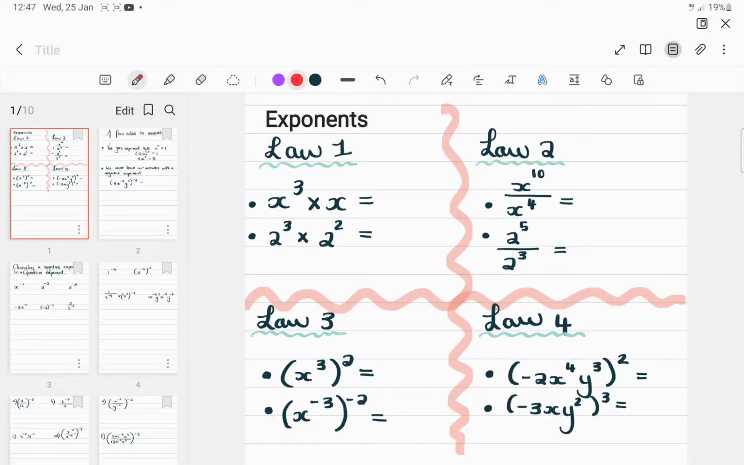Grade 9s, and welcome to this video where we're going to be dealing with exponents. I know this is a part that's very, very important.